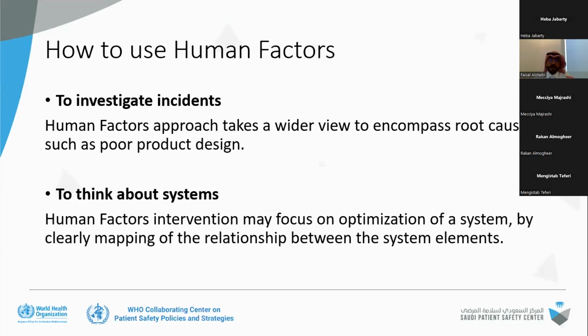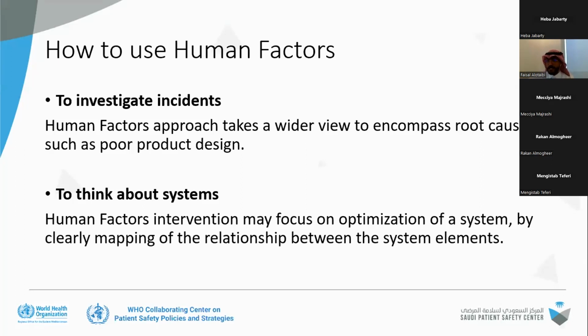So how can we use the science of human factors engineering in patient safety? There are two common ways to use this science in the patient safety field. First, when we have a patient safety event, a sentinel event, or any other event, we try to investigate what causes contributed to it. And of course, you have to consider the human factor: what kind of factors contributed to the human action which resulted in a patient safety event. So we have to consider all the factors affecting human performance.